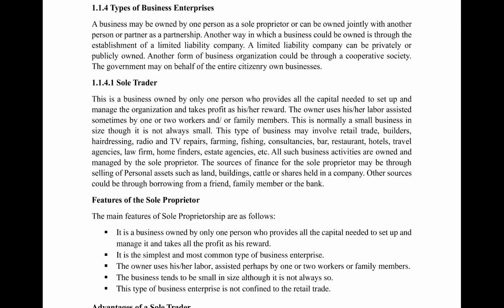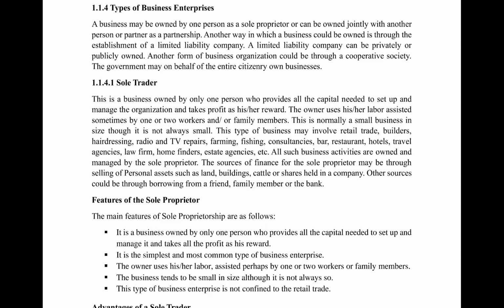You don't get to share the money with anyone. All the profit you make is yours alone. Okay, thank you. You enjoy the profit alone. There are no other people to share the profit with. You just enjoy all the profit. It is an advantage. Thank you so much, Nosiku.